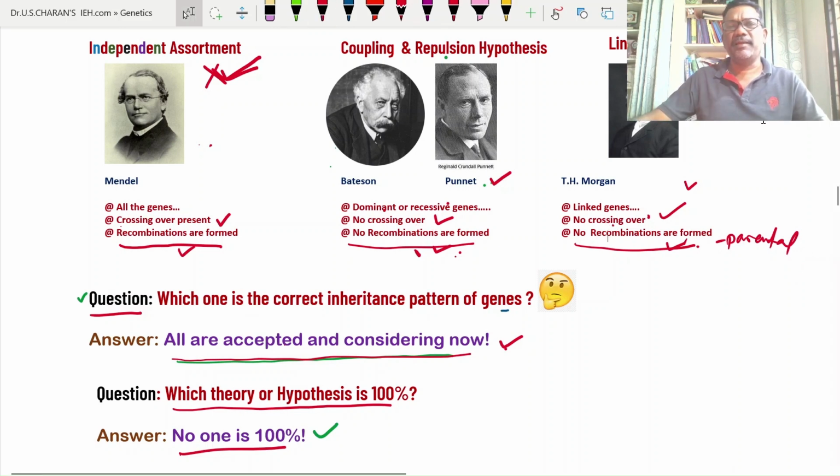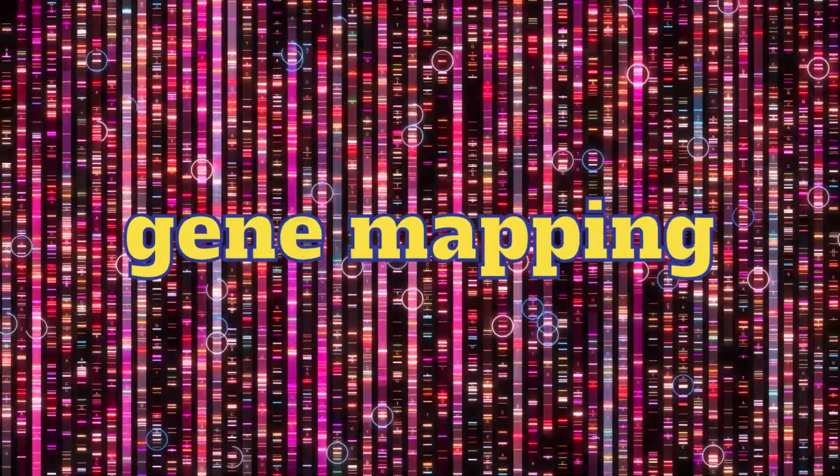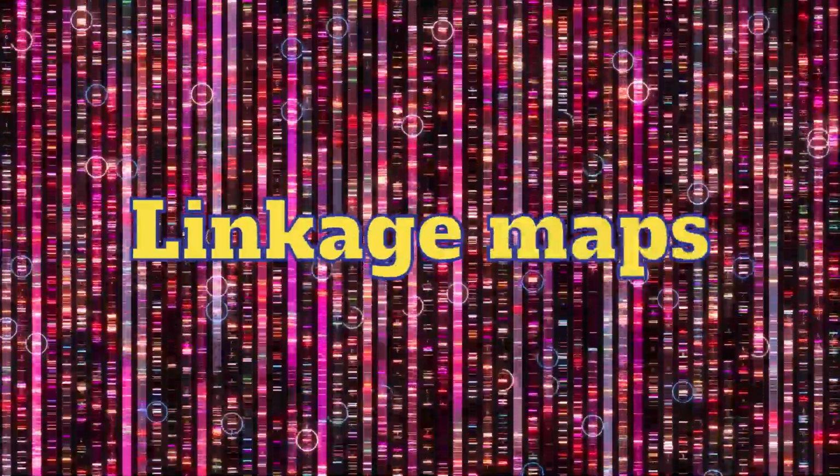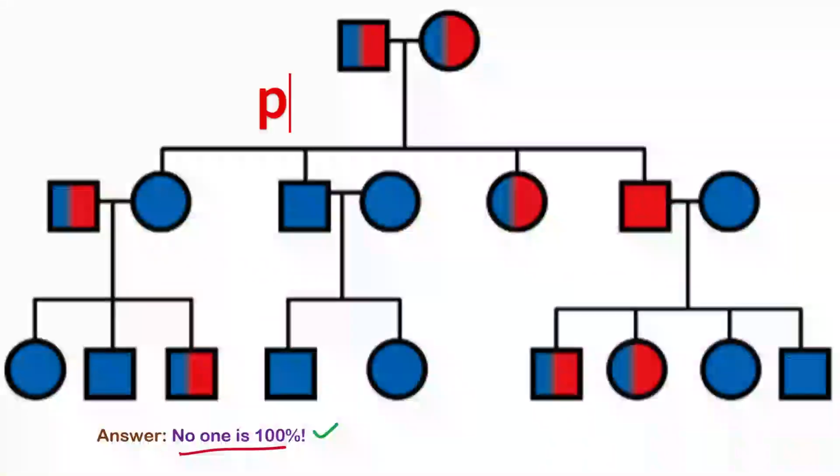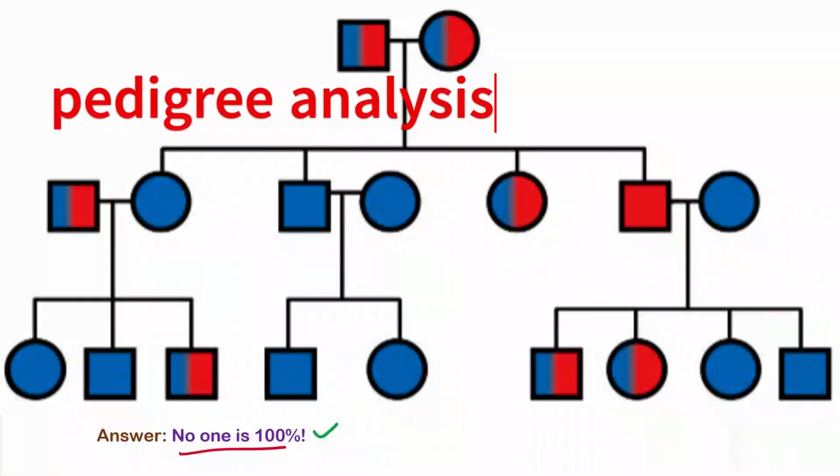So why am I comparing these three theories? We can get one question: which one is the correct inheritance pattern of genes? Independent assortment or these two? Which one is correct? Which one has to be followed? All are accepted theories and are considered now for preparing gene maps, linkage maps, knowing the inheritance pattern of diseased alleles or genes, and every application in genetics.